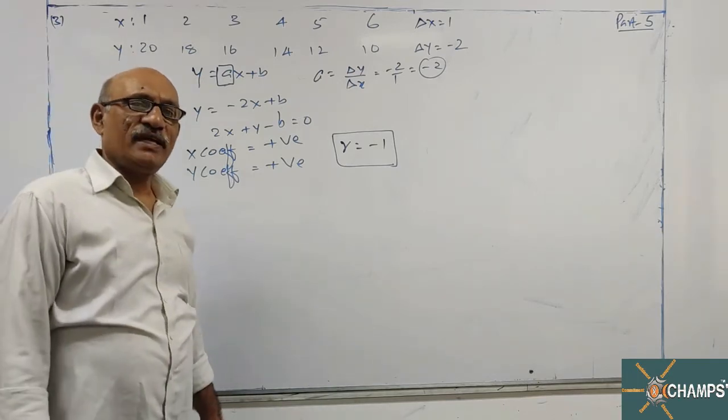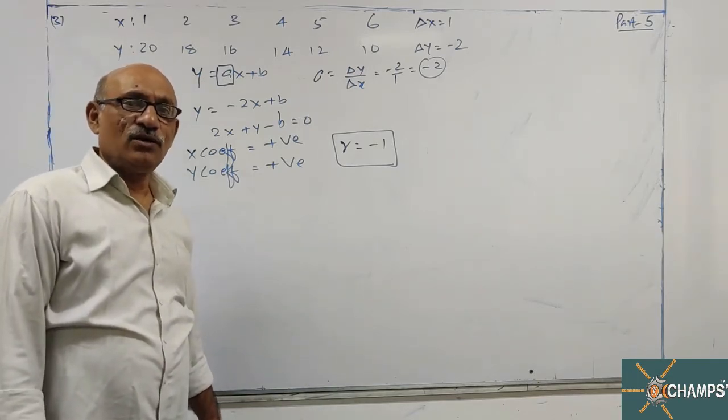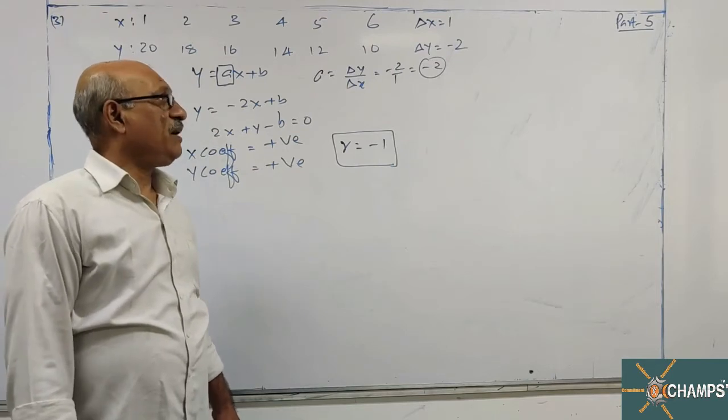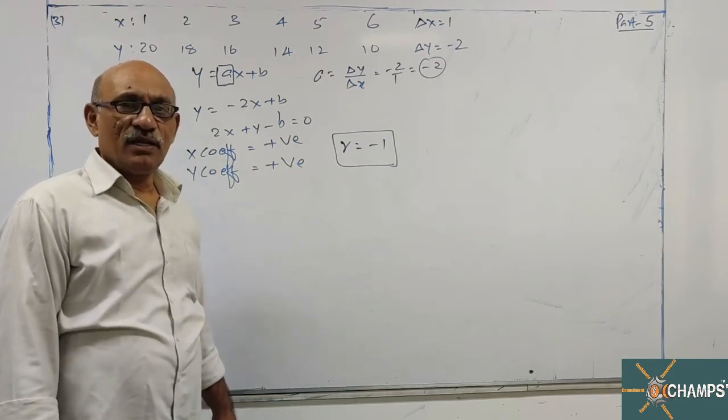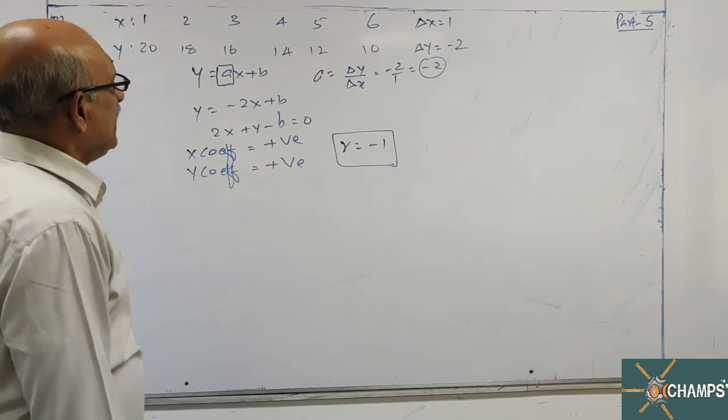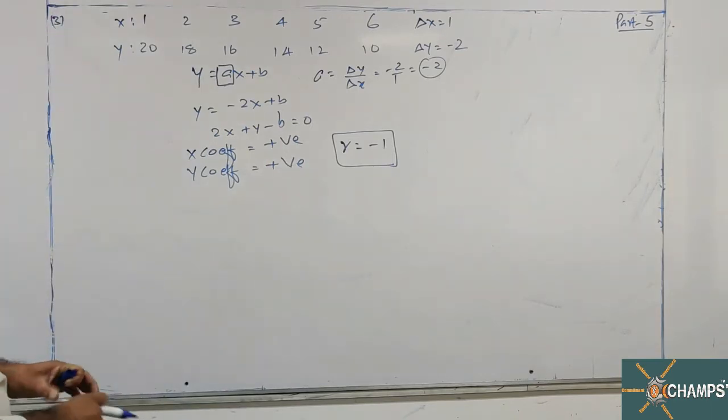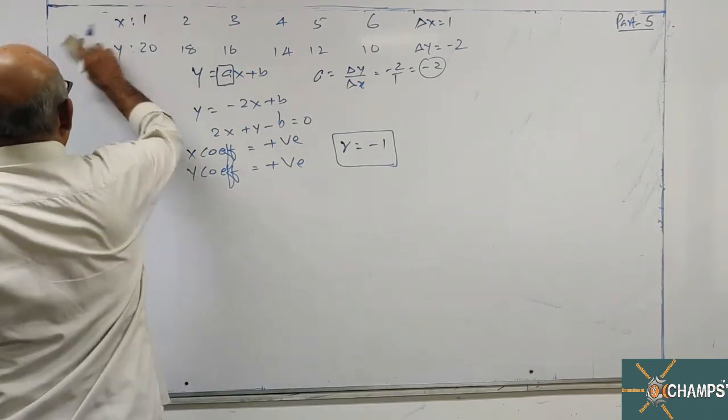So there is a perfect negative correlation between the two variables. Okay. Let us see question number 4.